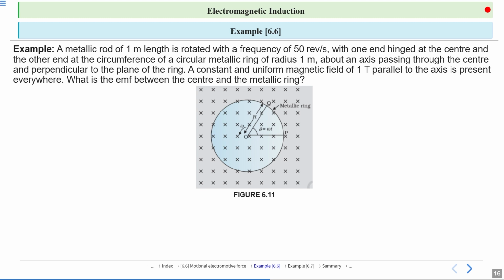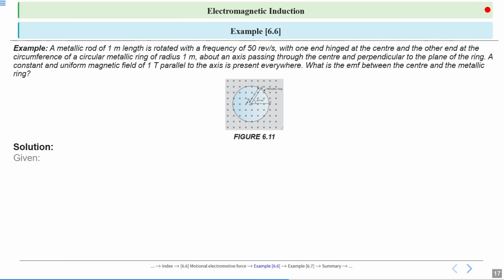Okay, so indirectly they are asking the EMF induced in the metallic rod between the center and the end. The end is at the circumference of the metallic ring. The metallic ring has radius 1 meter, that means the metallic rod has length 1 meter. Both things are indicating the same thing. Frequency is given and magnetic field is given. Okay, the diagram you can see in 6.11. So let's see the solution.